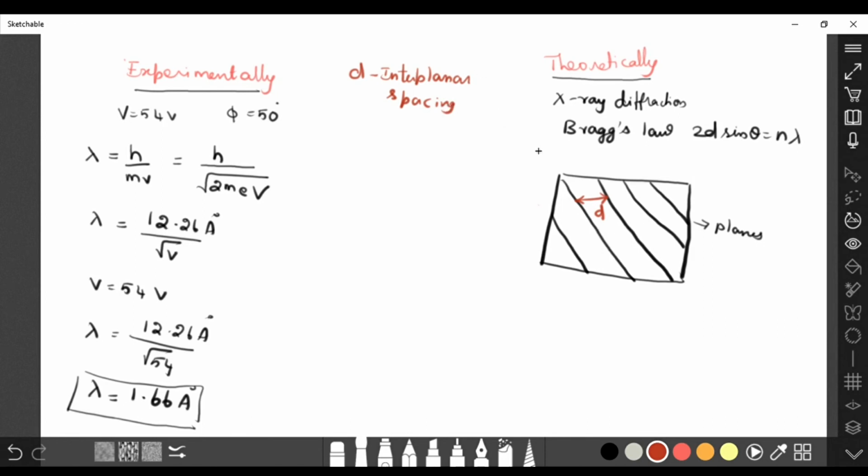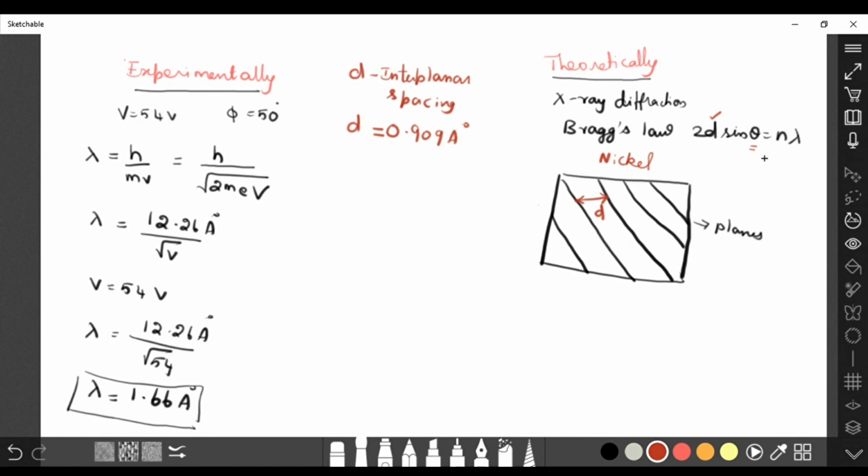This is the nickel crystal. For the nickel crystal, the d value is 0.909 angstroms. So what is the d value for the nickel crystal? 0.909. That is the distance between the two planes. The d value we already know, and we have to calculate the theta. So how do we calculate the theta value?